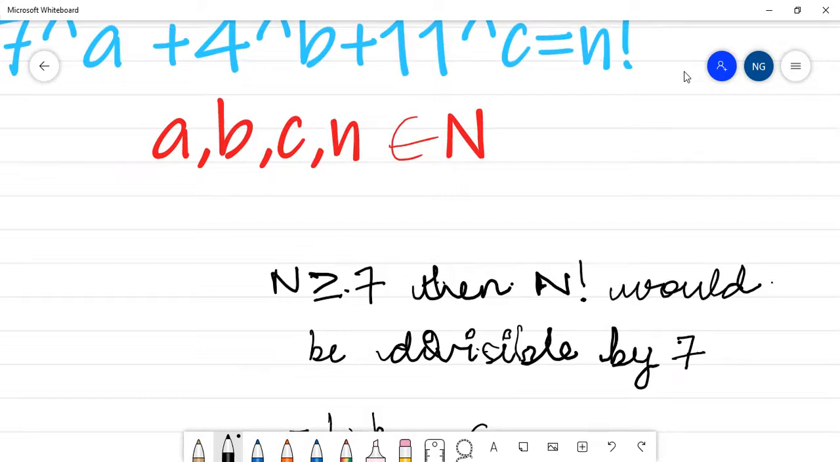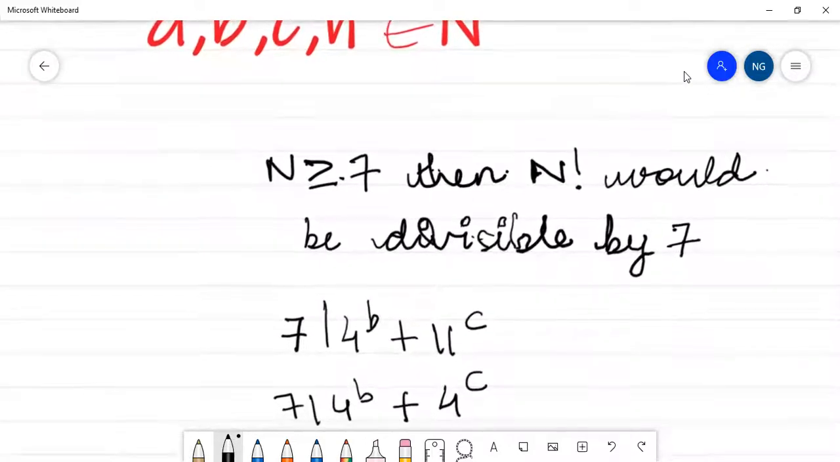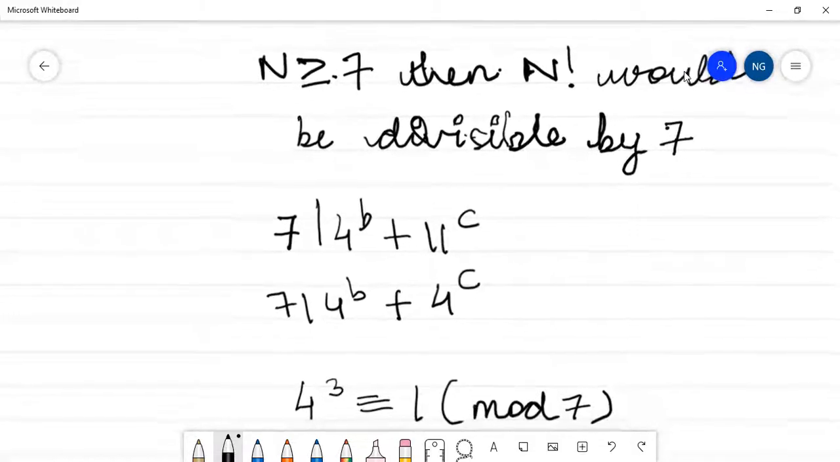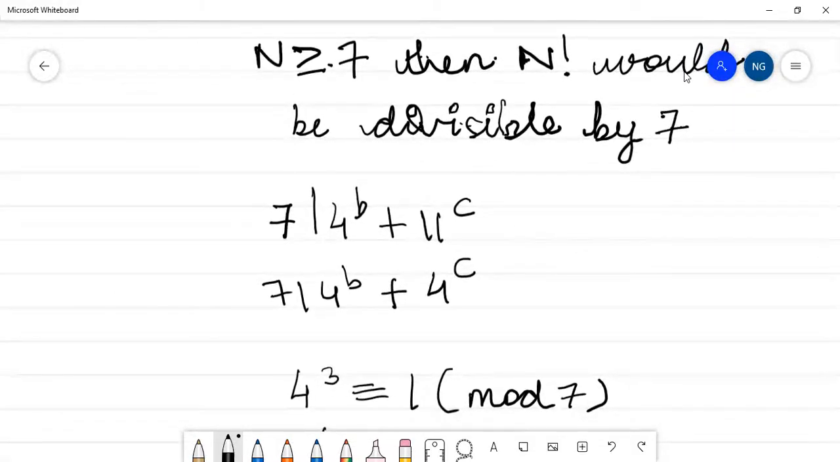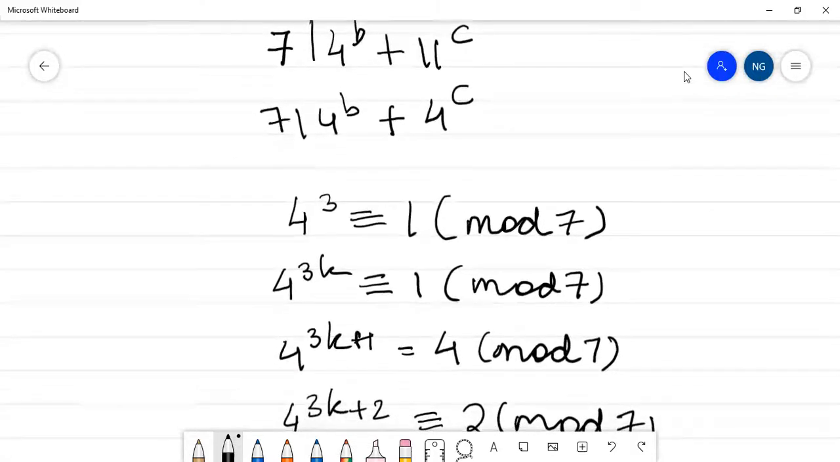If n is greater than or equal to 7, then n factorial will definitely be divisible by 7, which means that 7 divides 4 raised to b plus 11 raised to c. Therefore, 7 divides 4 raised to b plus 4 raised to c. Now, we know that 64 minus 1, which is 63, is divisible by 7.